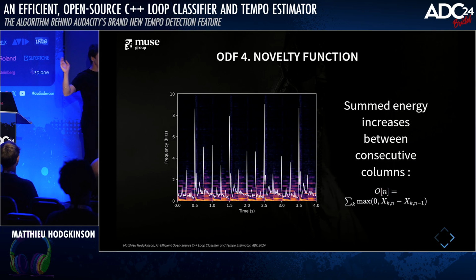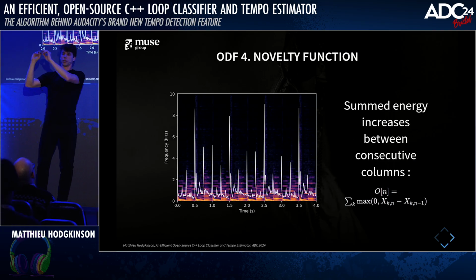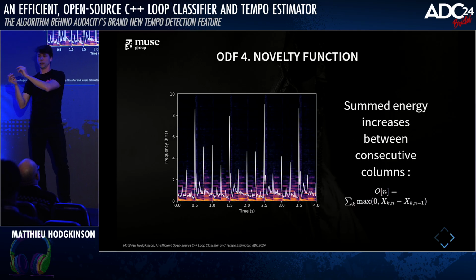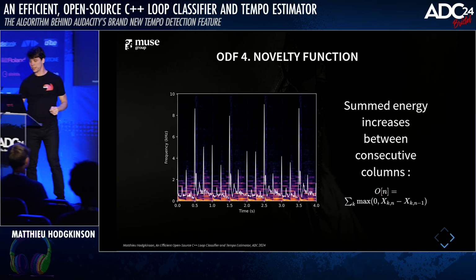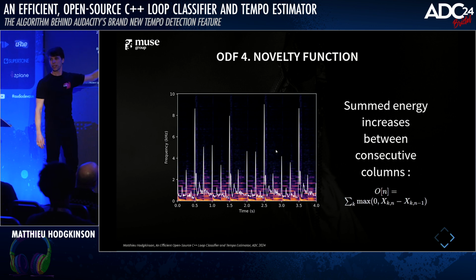Now that we've done this compression, we of course go bin-wise, so time-wise, between consecutive bins, we take the difference, the positive difference. So if it's negative, we ignore it. And then we sum vertically everything. And this leads then to what already begins to resemble our final onset detection function.